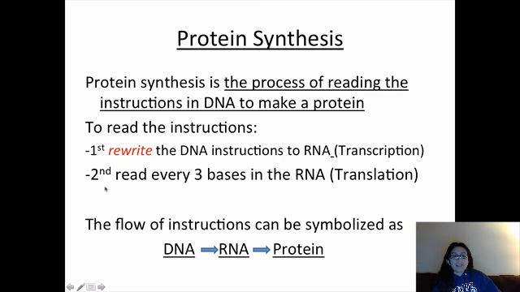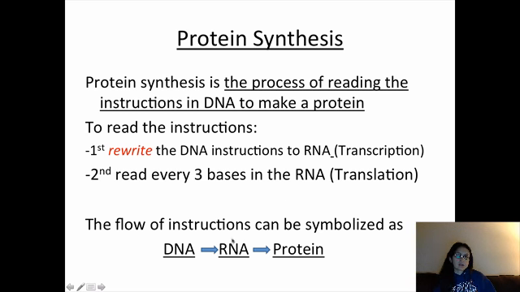All right, the second step, you have to now take those DNA instructions that you rewrote into RNA, and you have to read those instructions. The way we read them is every 3 bases at a time. Every 3 bases is going to tell us something about the protein. So reading the RNA instructions to build a protein is called translation. Translation: reading the RNA instructions to actually build the protein.